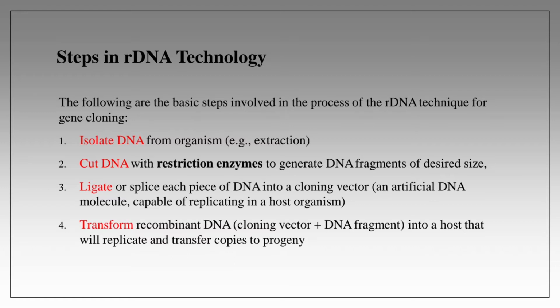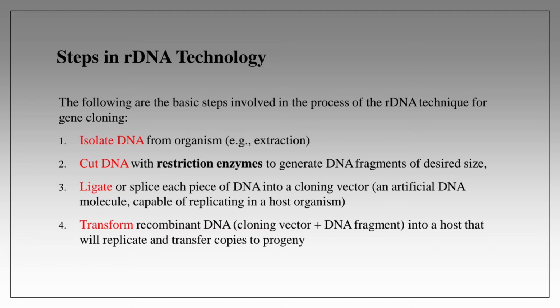Steps in recombinant DNA technology. The following are the basic steps involved in the process of the rDNA technique for gene cloning. Number 1. Isolate DNA from the organism, for example by extraction. Number 2. Cut DNA with restriction enzymes to generate DNA fragments of desired size.